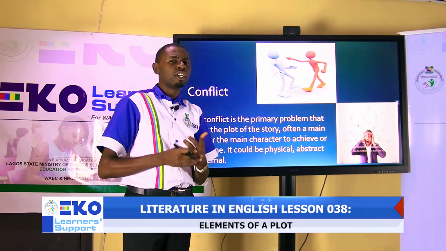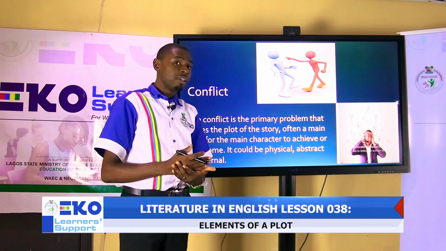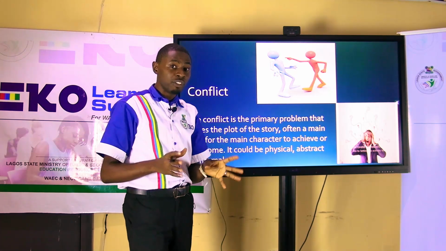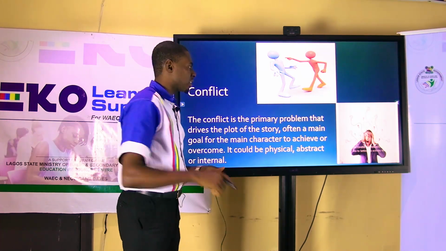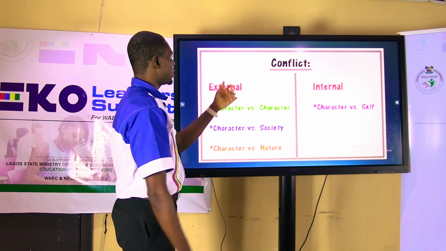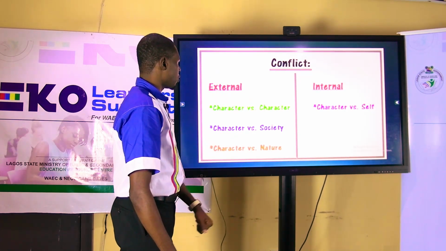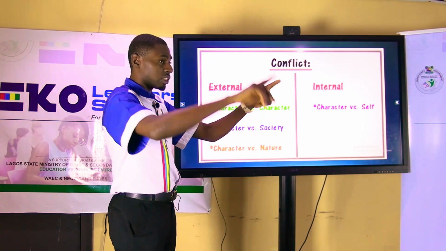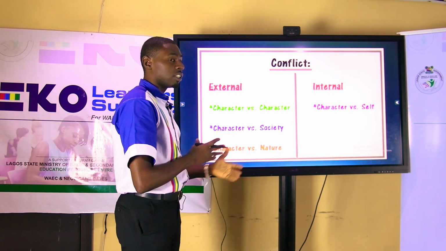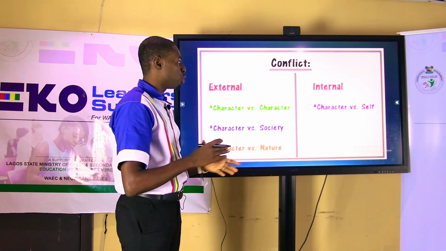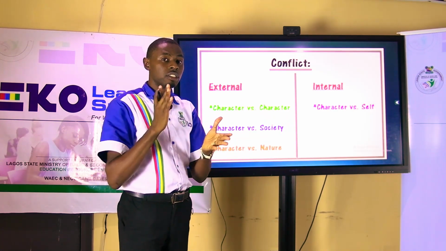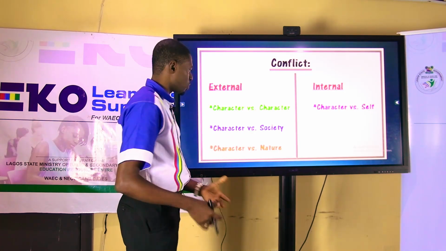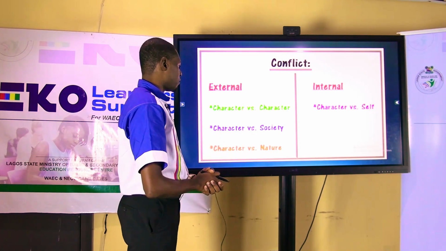A person can be in conflict with nature. A person can be in conflict with the gods or the spirits. It depends on how the pyramid of the universe operates around that text. So we have external conflict where we have character versus character. We have character versus the society, just like the novel The Invisible Man, where the narrator is constantly in conflict with the society where he finds himself. And then we also have character versus nature.